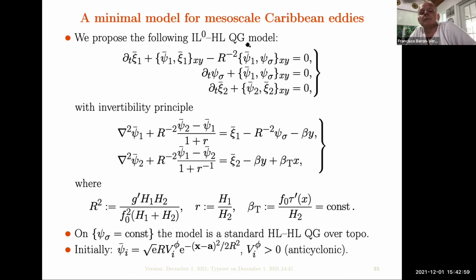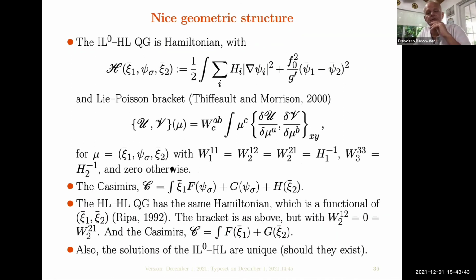So we propose an IL0-IL1 QG model. We have two layers: a thin layer on top of a layer of finite depth, which is homogeneous. The one at the top has a density varying laterally, and we allow topography. So we have a topographic beta plane, and the whole thing is on the beta plane. We initialize the system with a vortex-type structure and see what happens. The system has all these nice properties, and it also has unique solutions, provided they exist. I'm not getting into that, but this justifies the use of this model.